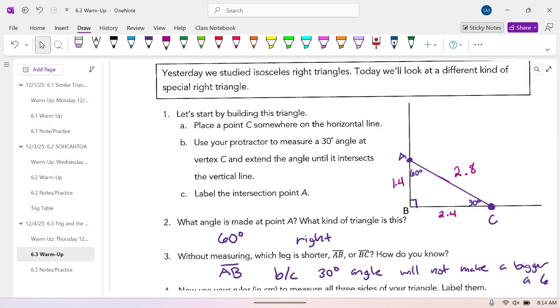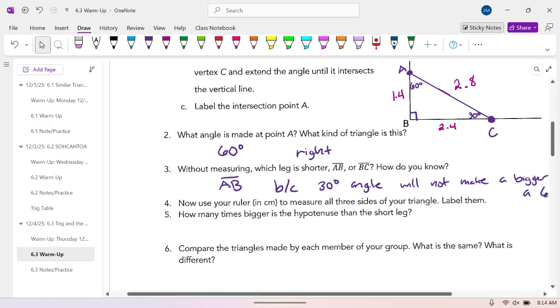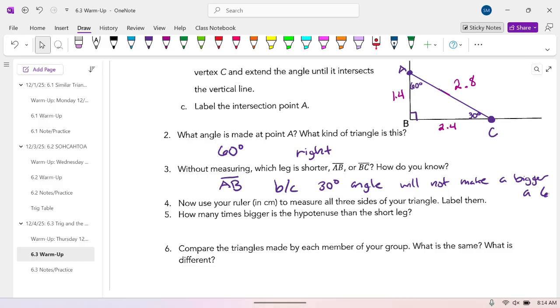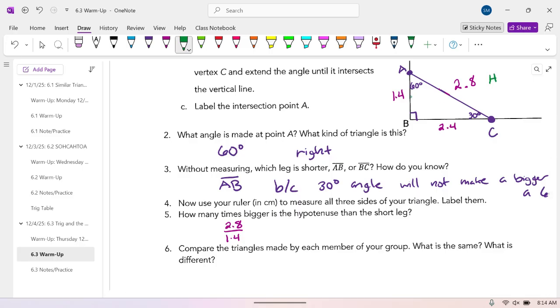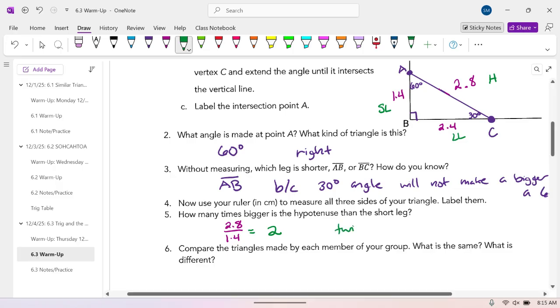All right. So, how many times bigger is my hypotenuse than my short leg? What should I do? I would divide it. So I would do 2.8 divided by 1.4. Just for labeling's sake, this is the hypotenuse. Across from the 30-degree angle is what we're going to call your short leg. Across from your 60 is your long leg. So if I do 2.8 divided by 1.4, you should get 2. Depending on how you measured your sides, you should have gotten somewhere around 2. So your hypotenuse is twice the size of your short leg.